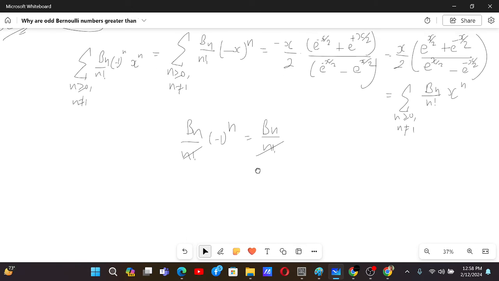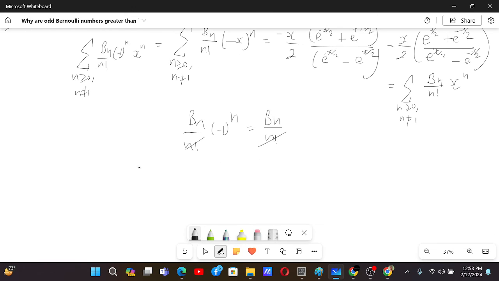Now if n is even, this will be automatically true, because minus 1 to the power of an even number gives bn equals bn. Now if n is odd, in that case we have minus bn equals bn. So that implies 2 times bn equals 0, which implies bn equals 0.